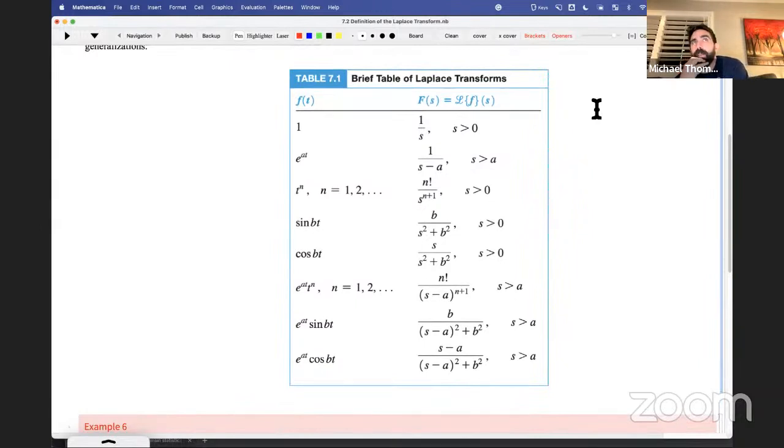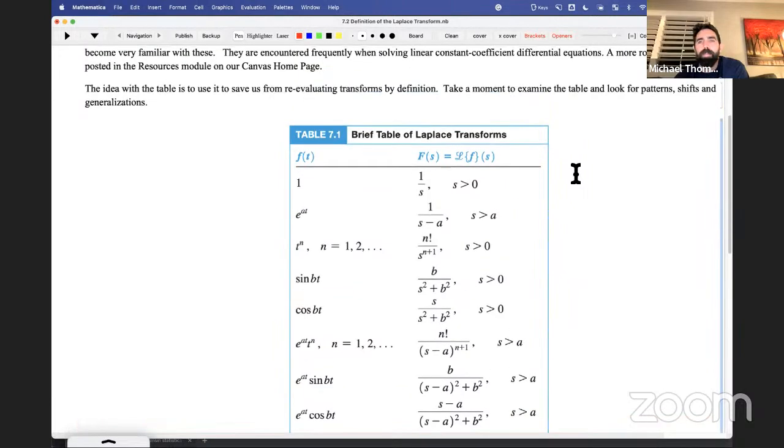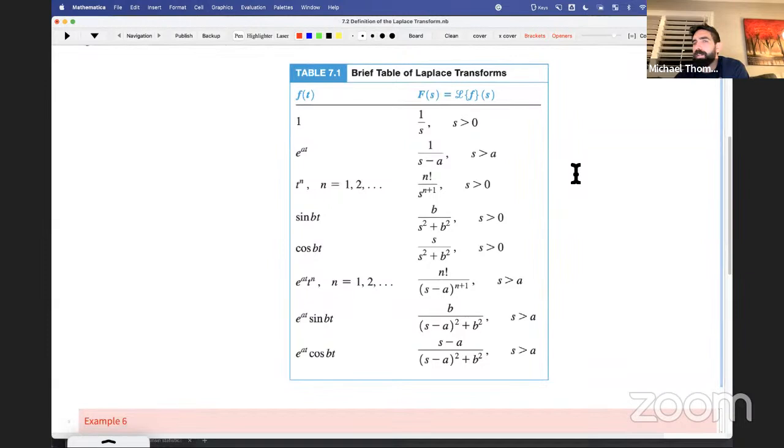We're going to be working with this table a lot. And the problem with the transform is it doesn't feel very intuitive. It's taking these functions into the S world, or S domain, but I don't really see much going on that I can grab onto intuitively. But what we can see are some patterns. So I'd like you to look for some patterns in there. Look for shifts and look for generalizations. We already talked about one generalization, right?